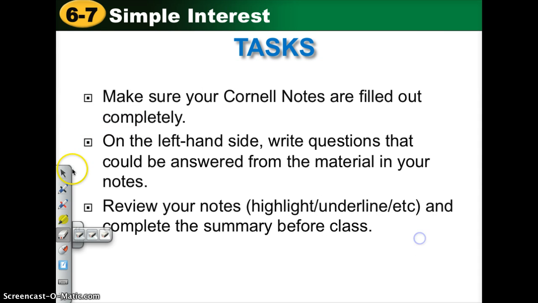That's the end. Make sure you have the equation down. Make sure you have at least a couple examples to show you the different methods you may use. You may solve for different pieces of it. Please come up with some questions on the left-hand side. That would be good teacher questions or quiz questions. Review your notes, highlight, underline, chunk them, and complete the summary before class.